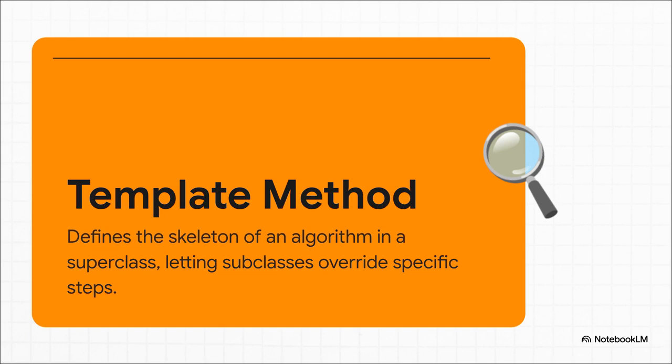So what is it really? Well, it's what we call a behavioral pattern. The main idea is that you define the skeleton of an algorithm in a base class. Think of it as the high-level structure. Then, the subclasses, the ones that inherit from it, get to fill in the specific details for certain steps. But, and this is key, they can't change the overall flow of the algorithm. The superclass is in charge.